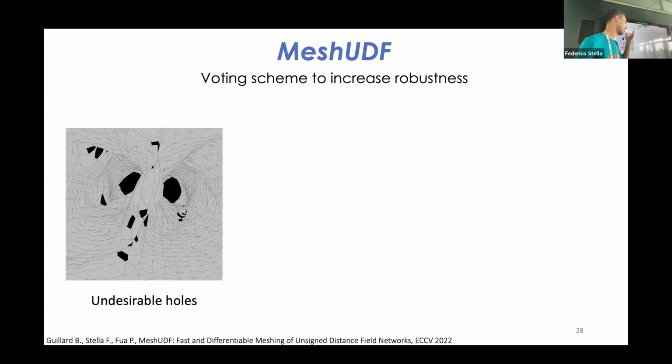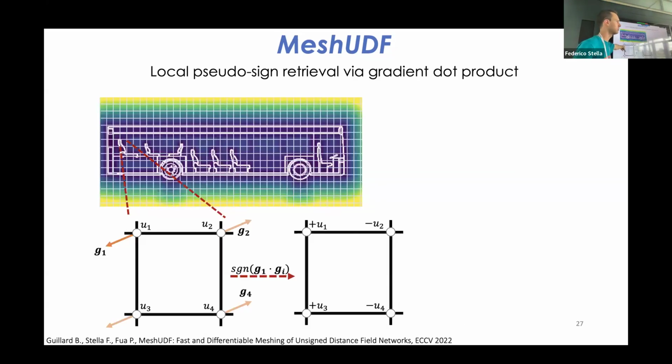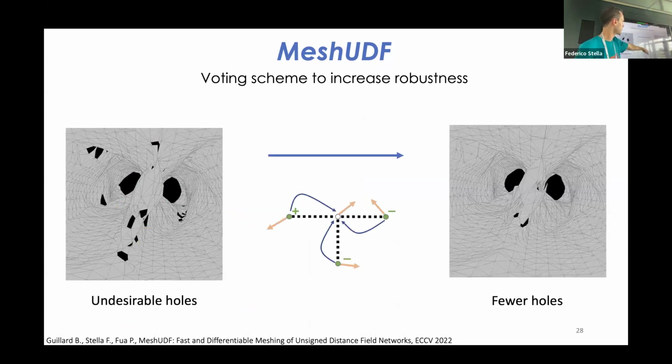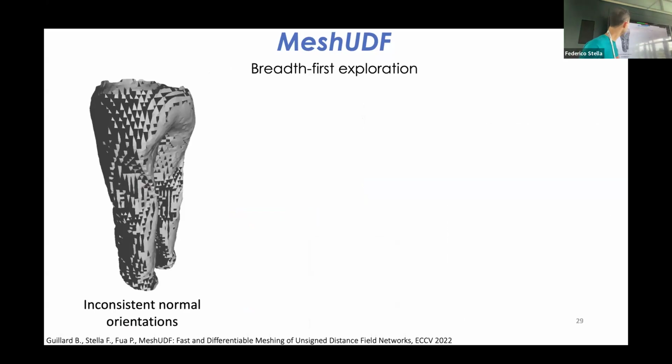Of course, this works, but it's not so precise, because the gradients are not always as nice as you see here. To make it nicer, we have a voting scheme that closes most of the holes, not all of them. Then I modified marching cubes to be a breadth-first exploration of the surface. Once marching cubes finds one part of the surface, we explore the surface in a breadth-first manner.